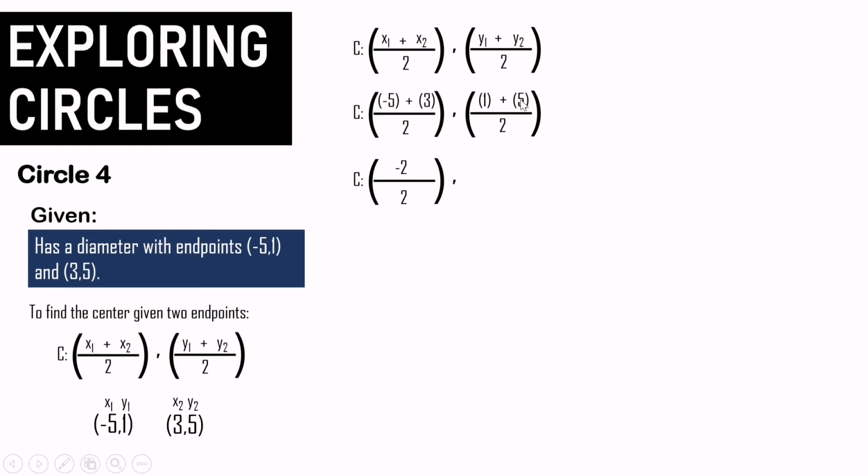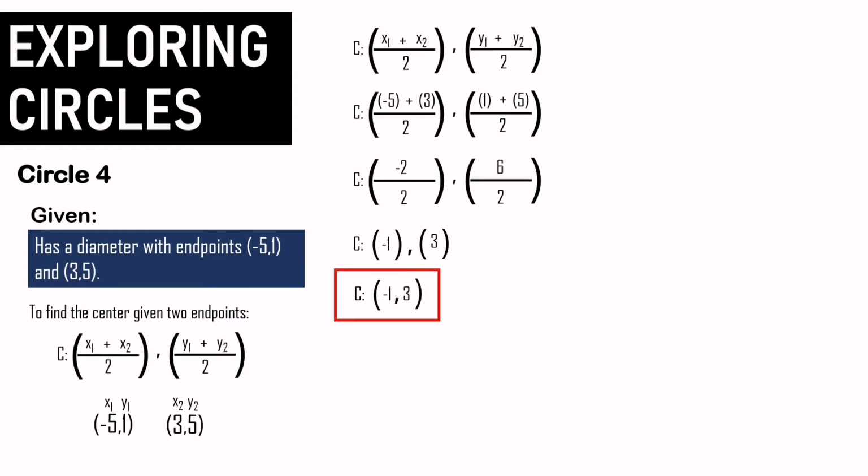And then, ang sa y, 5 plus 1. So, easy ra kayo, no? Pwede ra pilian. 5 plus 1 pila to? 6 over 2. Okay, so negative 2 divided by 2 is negative 1. And then, 6 divided by 2 is positive 3. So, ang center nato diay kay naa sa (-1, 3). Okay.